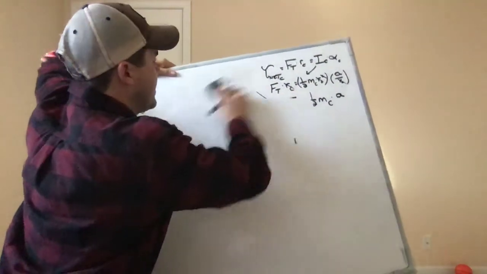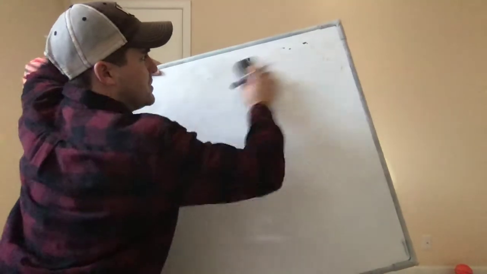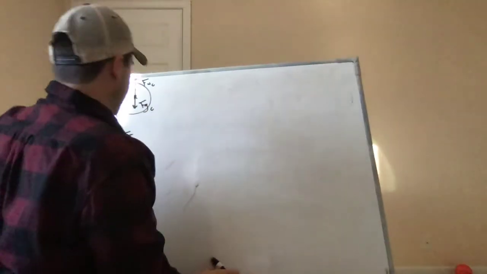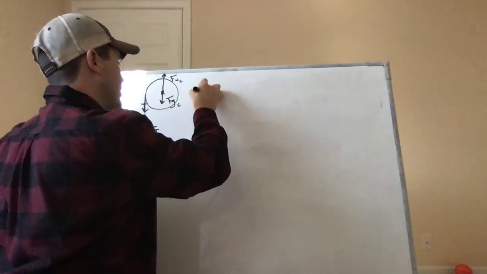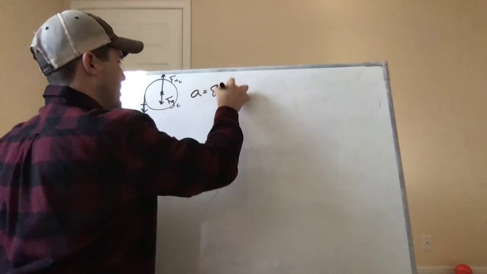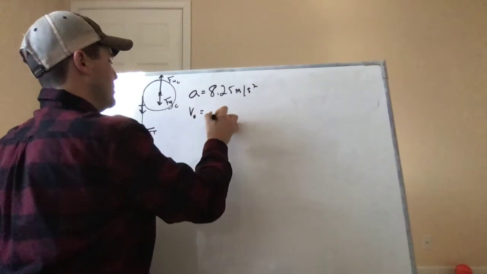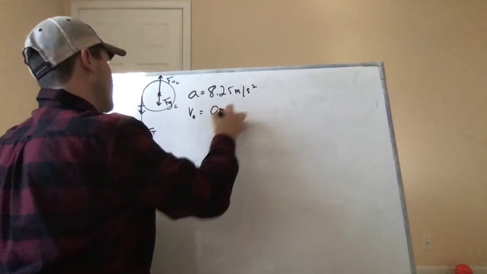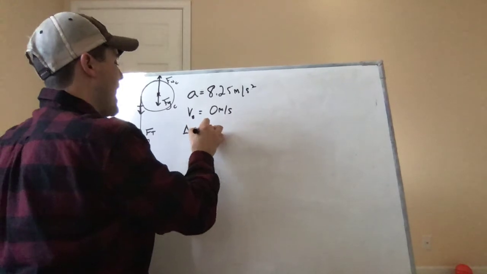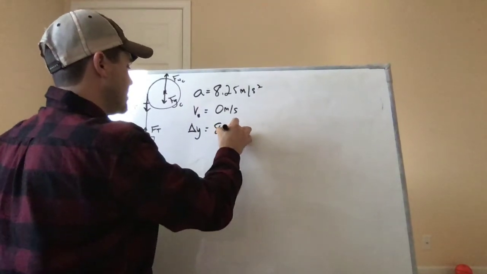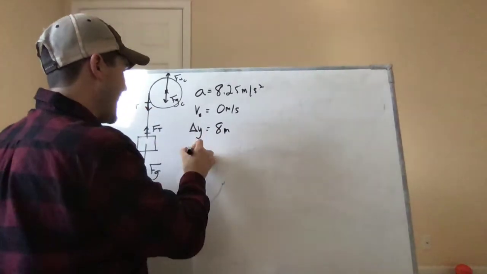So I hope right now you're kind of writing out your variables. What are the knowns and unknowns you have for this picture? Let's think about the information it gives us. We know now that the acceleration is equal to 8.25 meters per second squared. The initial velocity is equal to 0 meters per second. I know that the change in y, or the displacement, is 8 meters. I'm solving for time.